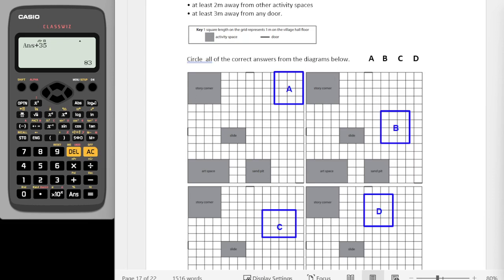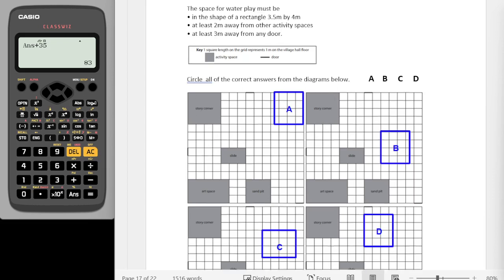3.5 by 4, yes, B is. This one is 4 by 3.5, so yeah, it still fits the dimensions, and then 3.5 by 4. So all of them fit that first criteria. Second one, at least 2 meters away from other activity spaces.